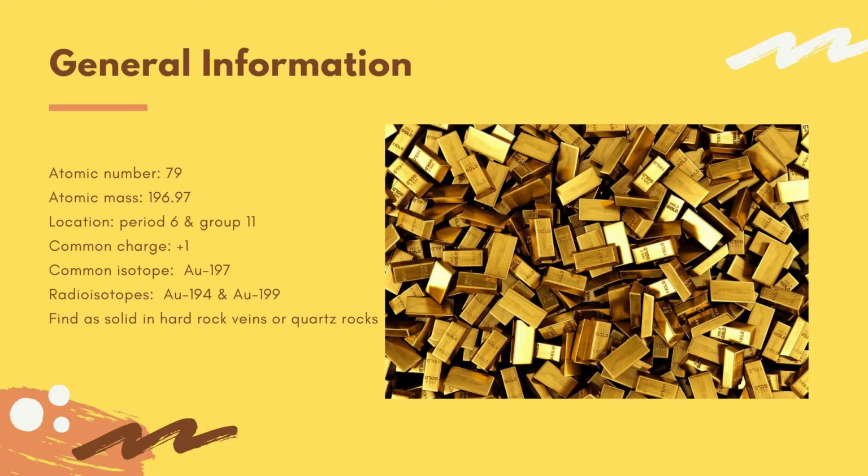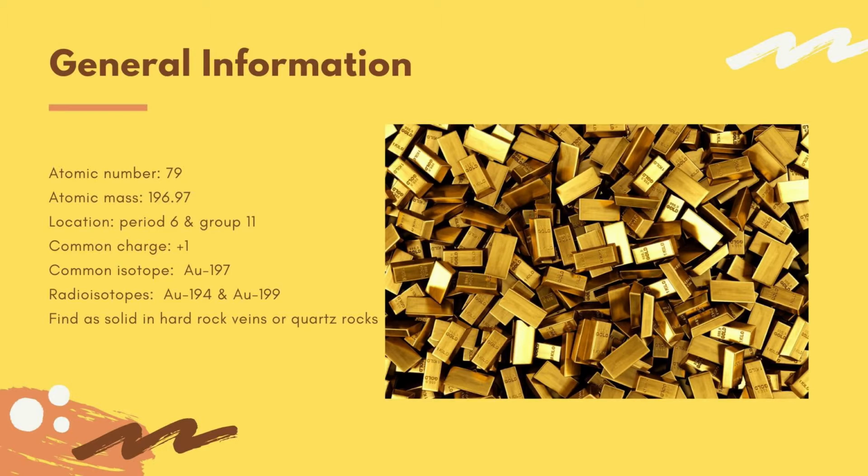So first, general information. Gold has atomic number 79, atomic mass 196.97, and its location on the periodic table is period 6 and group 11. Gold's common charge is +1, and its only common isotope is Au-197. Although Au-197 is gold's only common isotope, it still has some radioisotopes such as Au-194 and Au-199, but they are not stable enough to be counted as common isotopes.